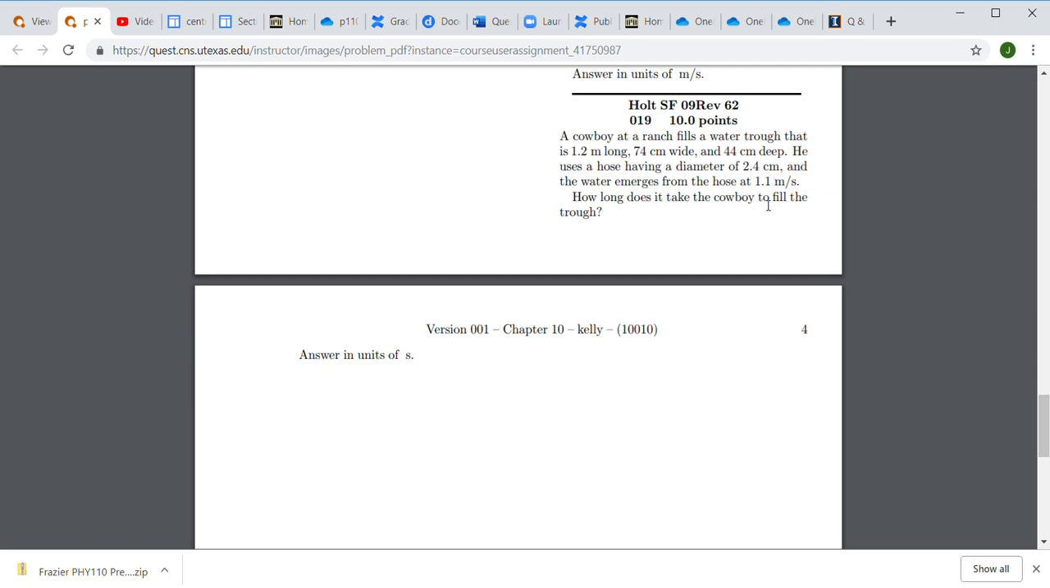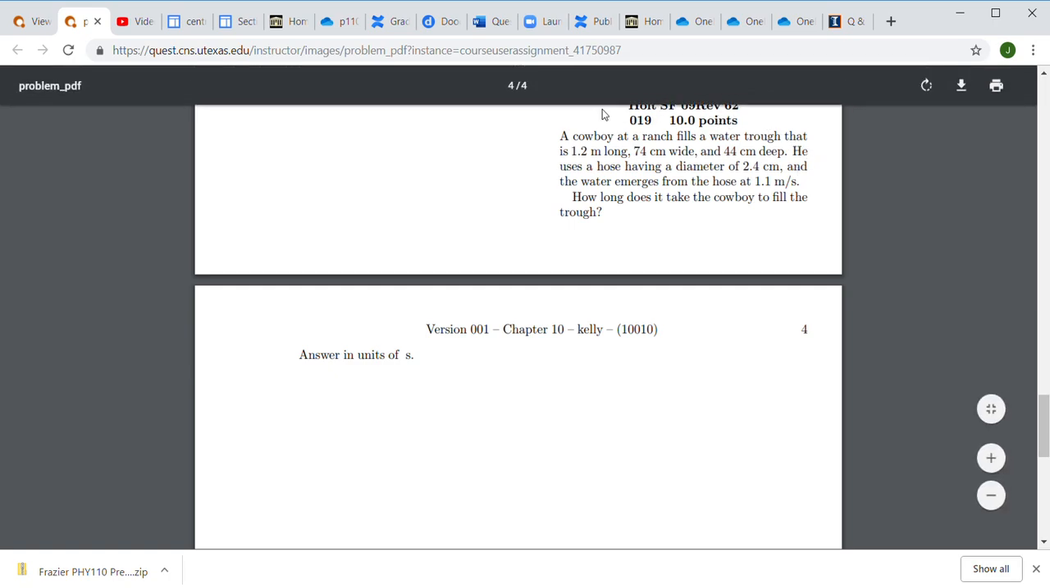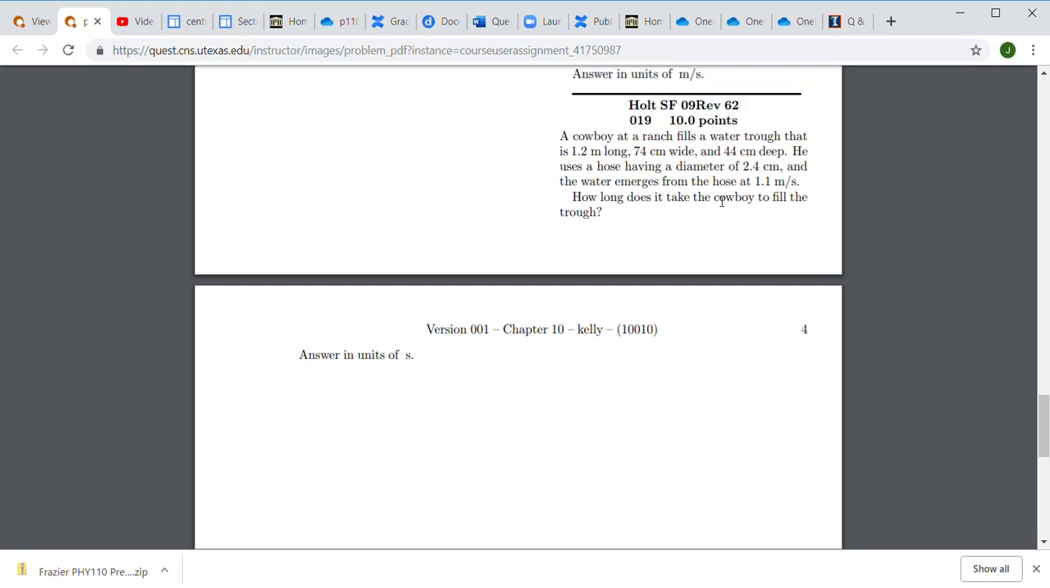If we know the volume flow rate of water times the unknown time is equal to the volume that it's going to fill up in that time. So we set the volume that it's going to fill up to be whatever the volume of the trough is and solve for the time needed in that case. And that's all she wrote.